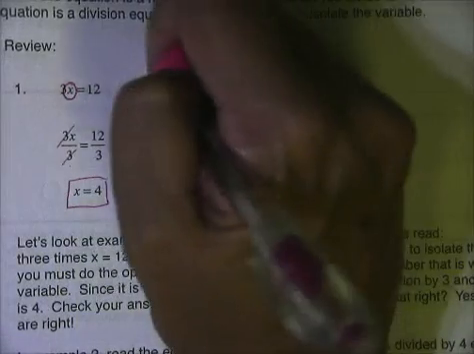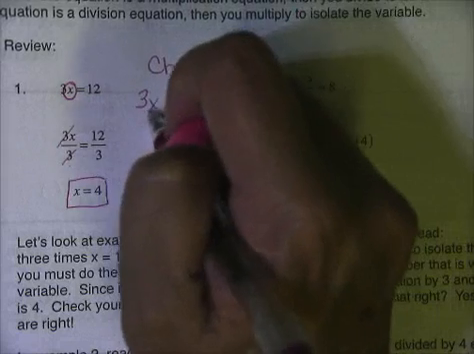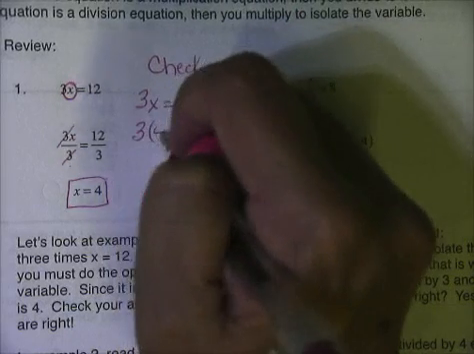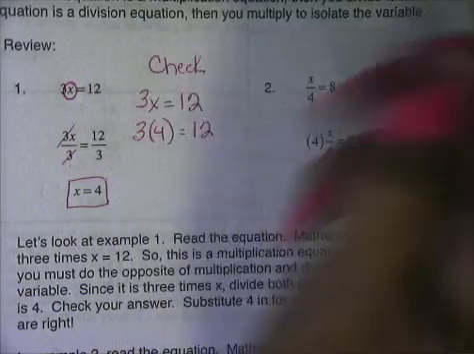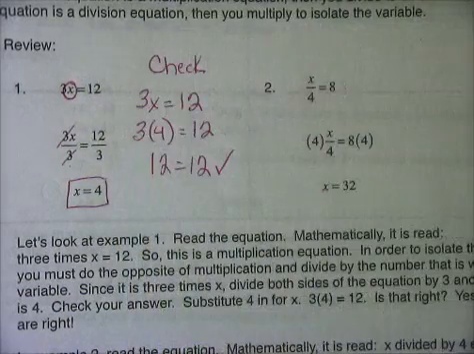Now we can check these the same as we checked our addition and subtraction. We have 3 times x equals 12. We're going to substitute that 4 in for x. 3 times 4 equals 12. 12 equals 12. So we know that we got it correct.